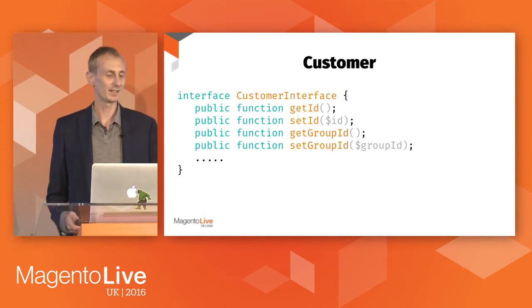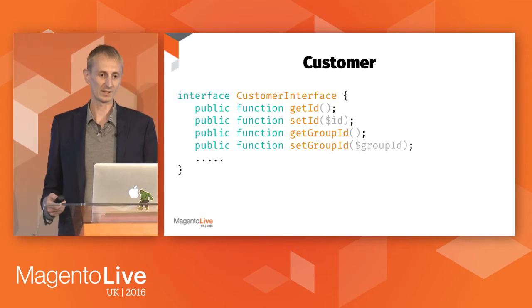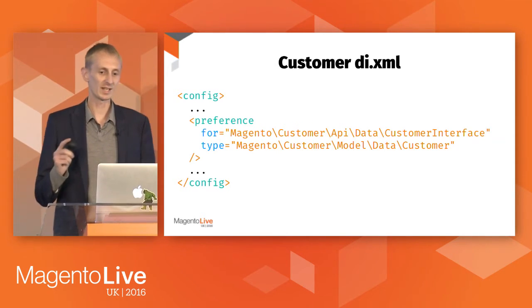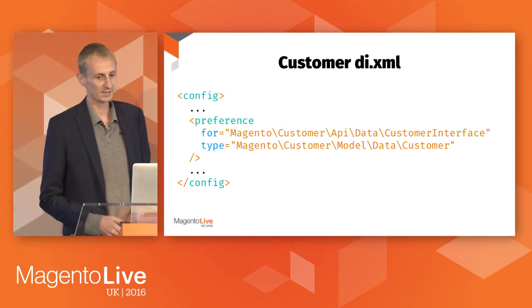So set ID, get all the group stuff. We should rely on the interface. And that's because inside of the customer's di.xml, it's got its own preference. It says that anytime any part of the Magento 2 application calls the customer interface, send them the data customer object back. So Magento 2 is checking out these interfaces that are being requested and passing us over a concrete implementation back, as long as we use the customer interface. If we didn't use the customer interface and we relied solely on the model data customer, then if Magento 2 decided to update one of the methods inside of there, it's our own fault if it breaks, because we're not adhering to the blueprints.